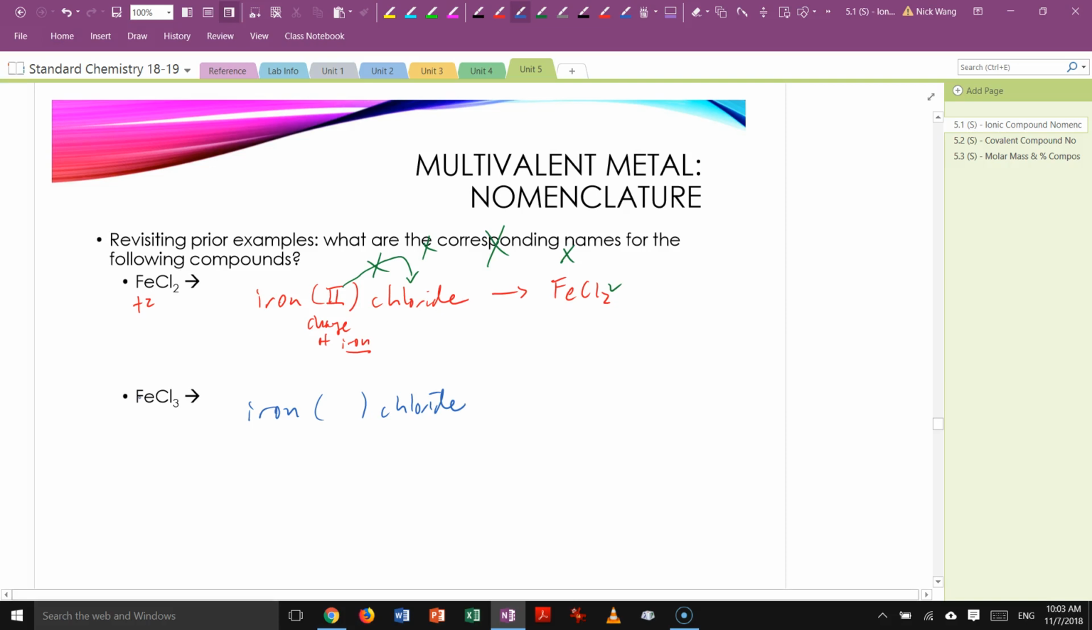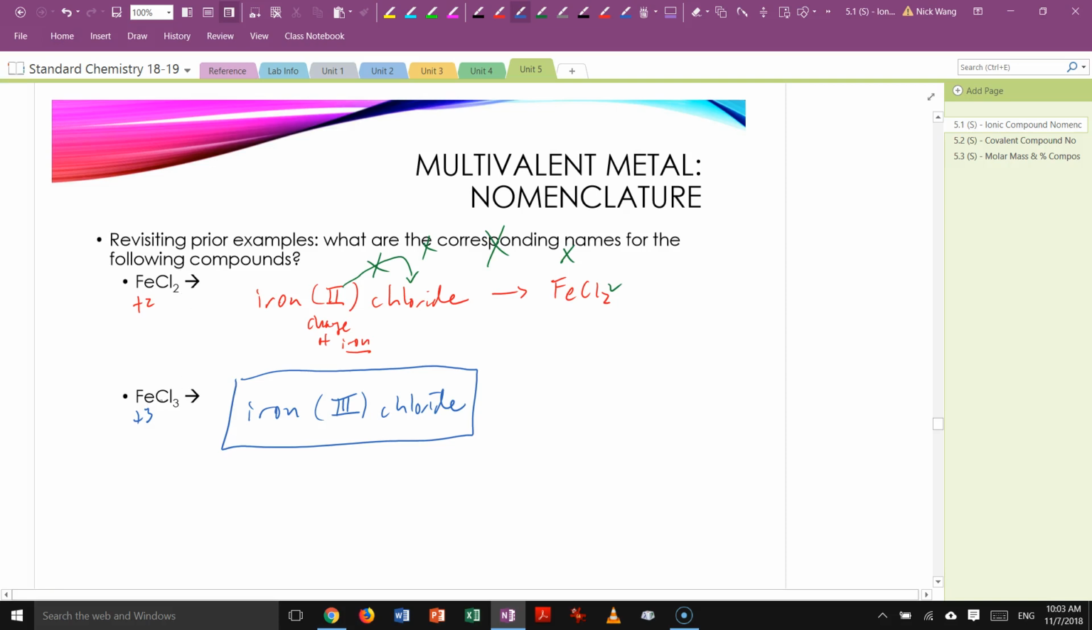We don't know the charge just by looking at its identity, so we have to tell ourselves what it is. So this again is a +3, right? We've identified that from an earlier slide. That means we make this iron Roman numeral 3 chloride. So this again is your answer for how you distinguish between FeCl2 like that or FeCl3 like that.